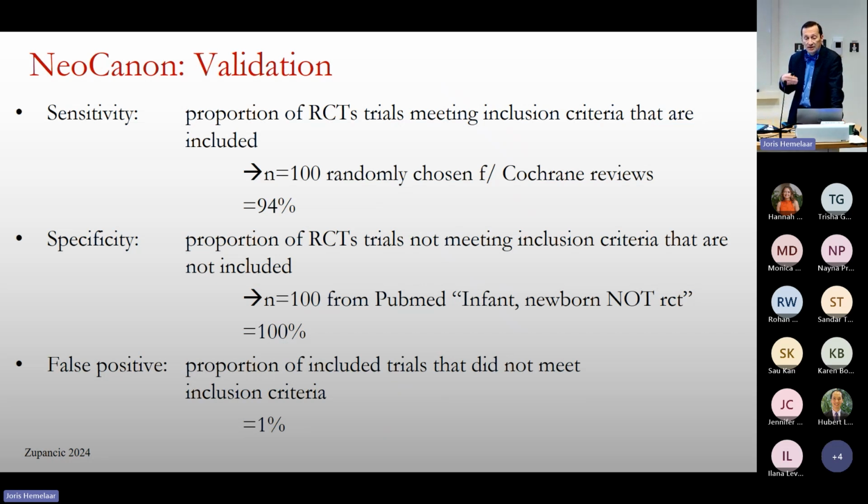The specificity is the proportion of RCT trials that didn't meet the inclusion criteria that are not included in our data set. And there we basically pulled those from Medline, and not surprisingly had a 100% specificity with a very low false positive rate.